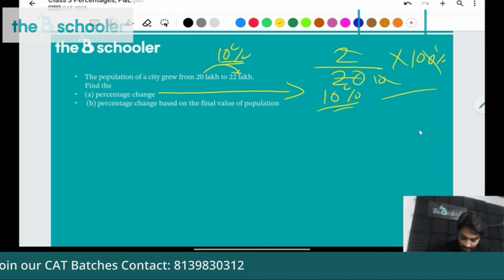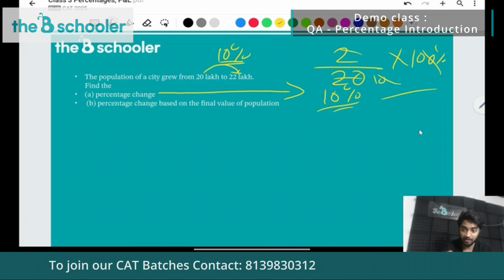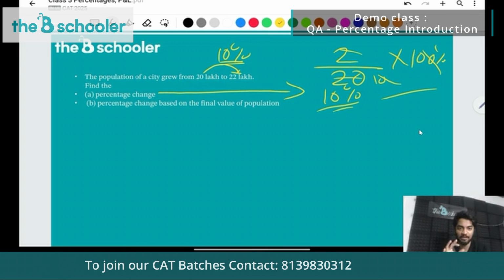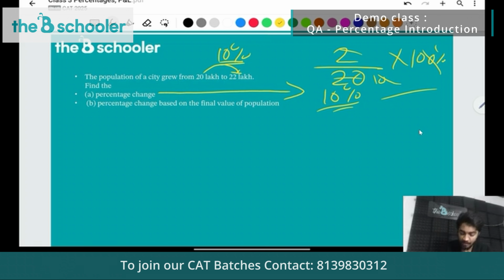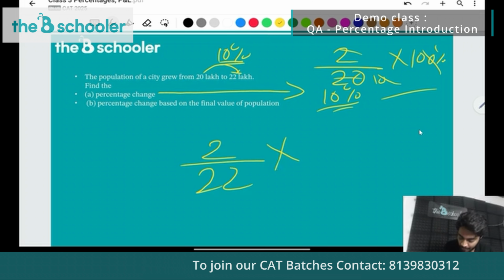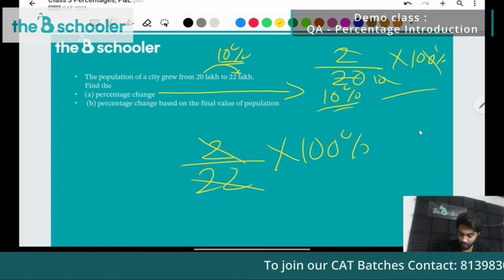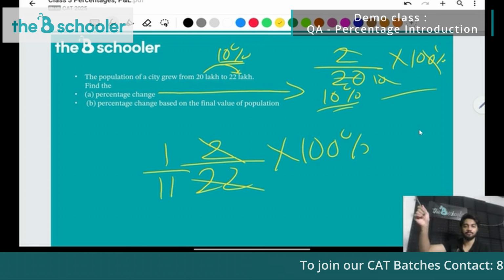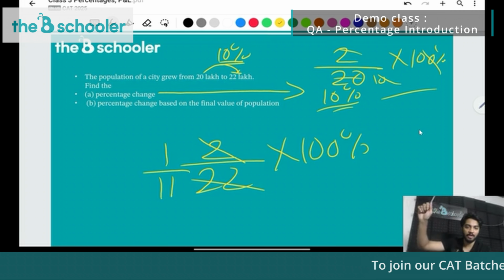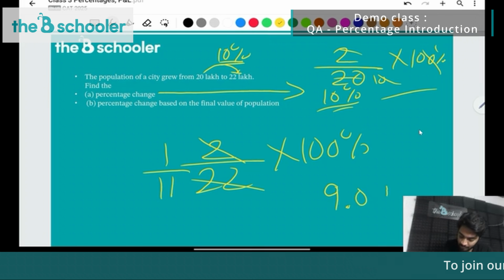Okay. Now, second question, what is asked? Percentage change based on final value of population. They have specifically said based on final value. So the base has to be the final value. So again, the change is 2 divided by 22 into 100 percentage. Okay, this is going to be 1 by 11, and you should know 1 by 11, as I told you, is 0.0909, which is also nothing but 9.09 percentage.